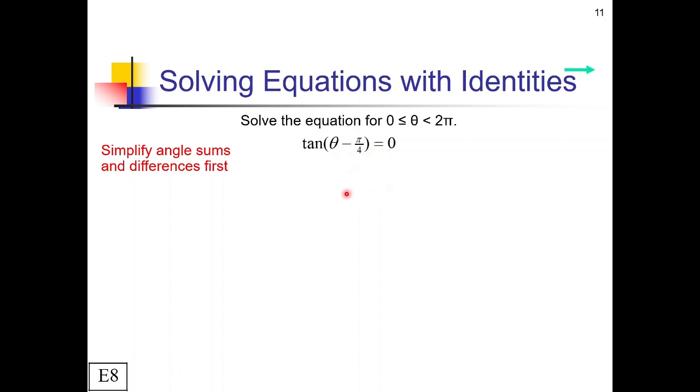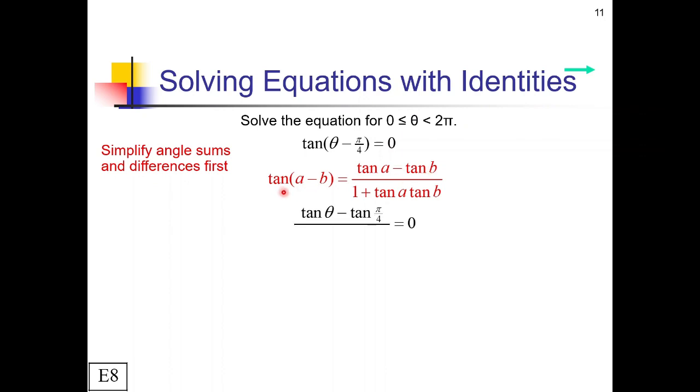So with that in mind, see if you can use an identity and turn this into something that's a little bit more resembling what we had in the last few problems. Pause the video and see how far you can get with this one. Alright, since I have a tan of a difference, I'm going to use my tan of a minus b formula. So again, that was tan of a minus tan of b over 1 plus tan of a times tan of b. So in this case, we've got tan of theta minus tan of pi over 4 over 1 plus tan of theta tan of pi over 4.